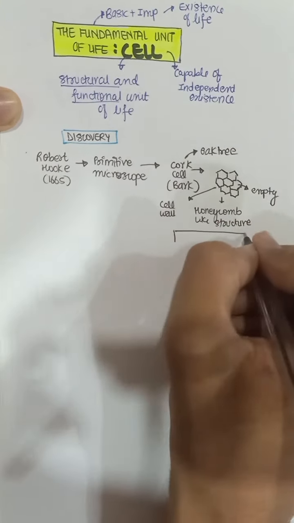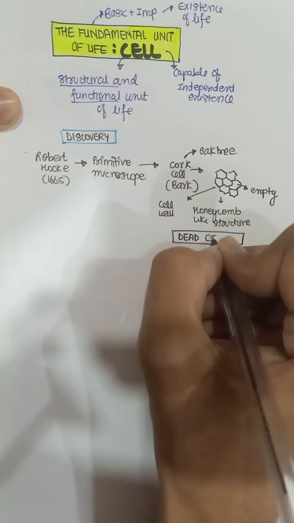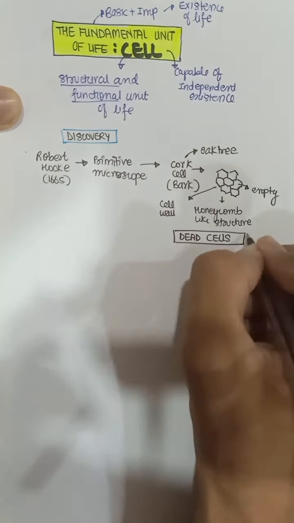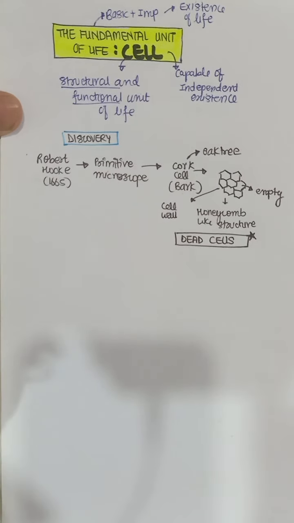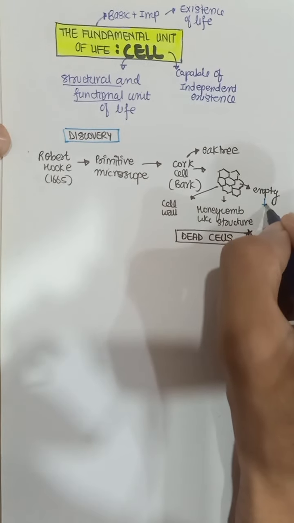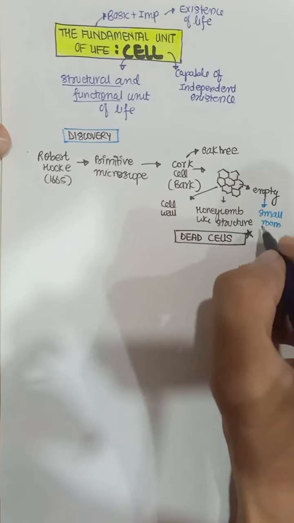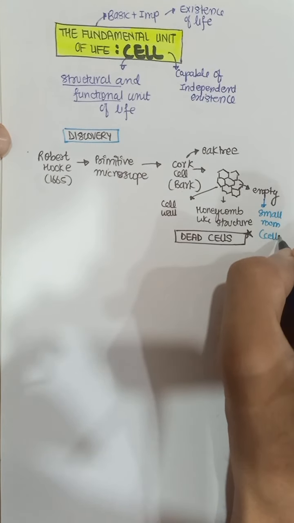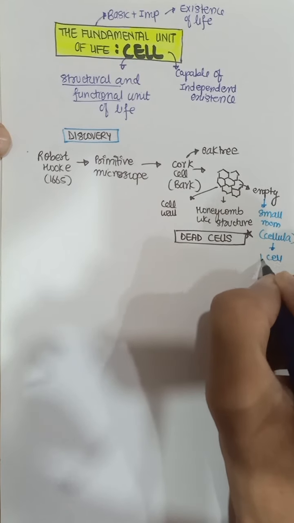What you can conclude is that Robert Hooke saw dead cells. This is very important. He didn't see the living cells. The cells he observed were actually dead. So these empty compartments looked like small rooms. And in Latin, there is a term used for small rooms called cellula. And from this, we get our term cell.